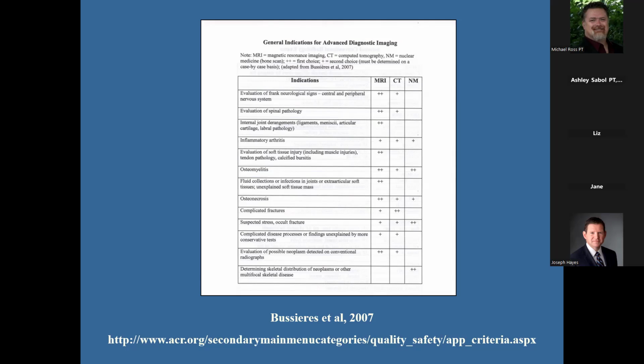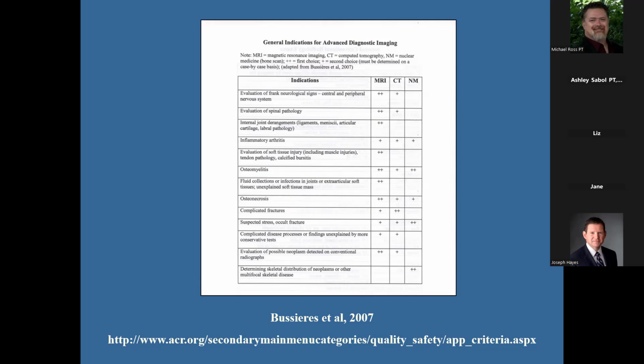You're thinking about ligaments, cartilage, articular cartilage, menisci, labrum, that type of thing. When you think about CT, at least from an orthopedic perspective, you're thinking about bone. CT would be the gold standard to really rule out a fracture. And then nuclear medicine scans, those are bone scans. Lots of different reasons to do those.